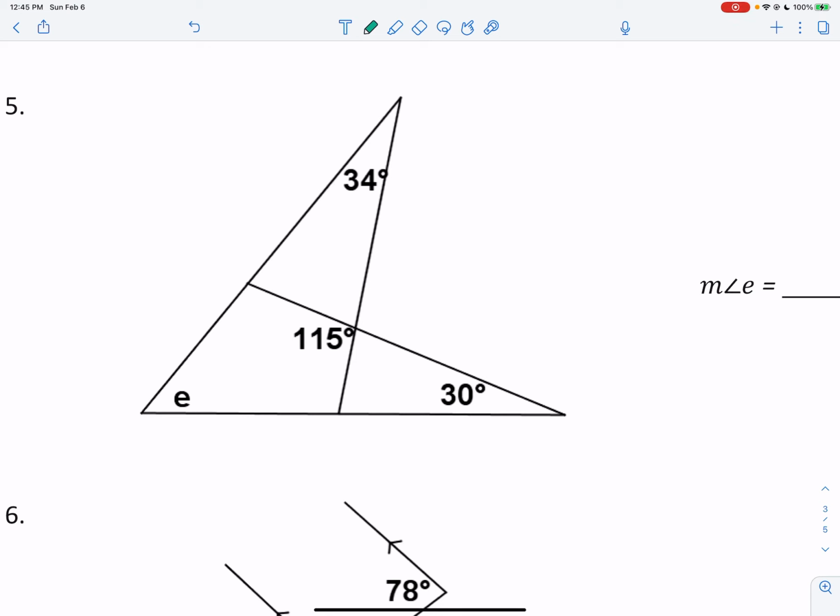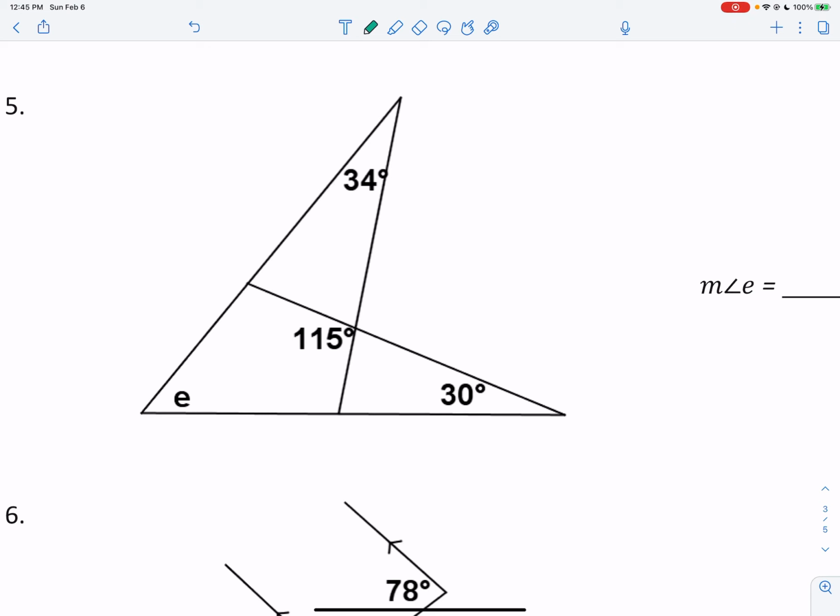I'm trying to find E here. I don't know what E is. This is not a triangle right here. This is a triangle. This is a triangle. These two separately are triangles, but this is not a triangle. So we can't use our triangle stuff on the figure that E is in. So we're going to have to do it a little bit differently.